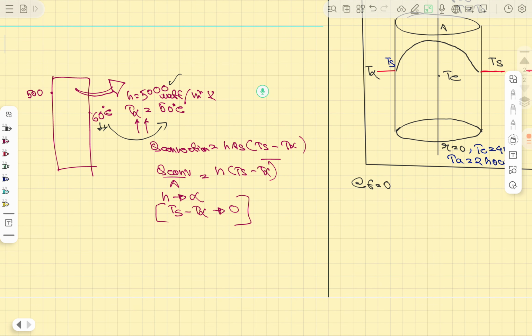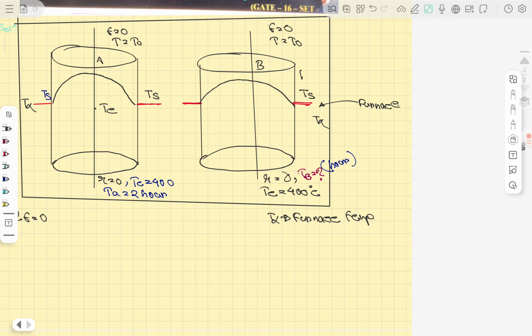It's a clear indication that in this case h is infinity. That's why Ts minus T infinity tends to 0. h is infinity.